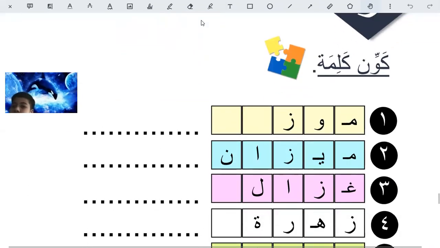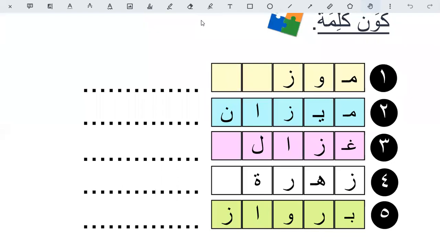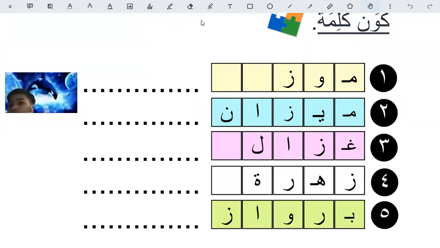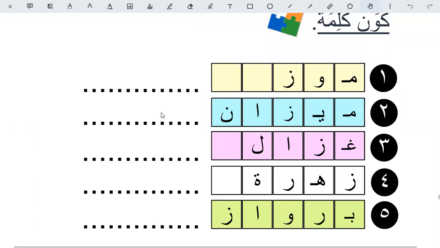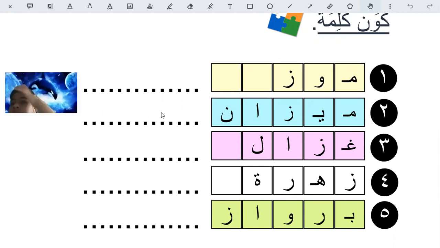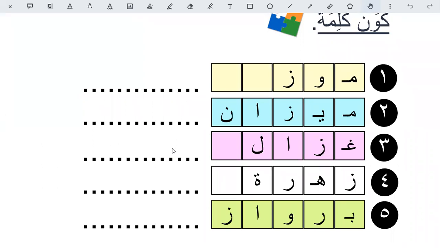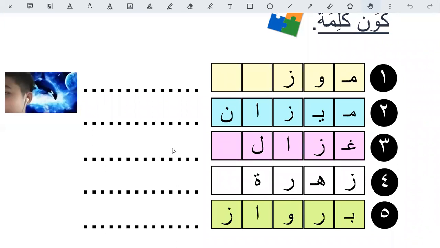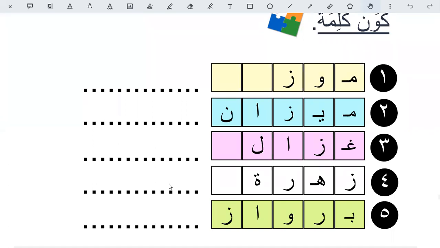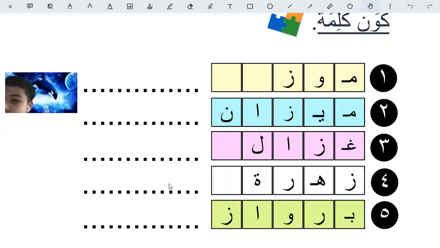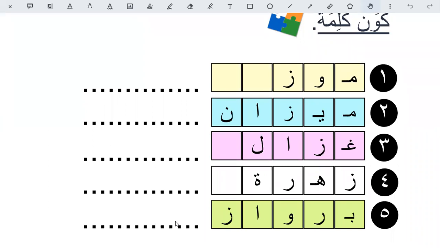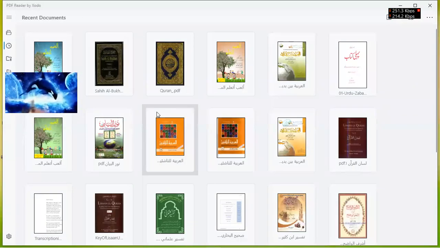Zahara. Kawin kalima. Make the word. Ma is, mouse. Banana. Good. Okay. That one is mizan, balance. Good. Then that one, the gazelle is, yeah, it's gazelle. Then that one, the zahra, flower. Good. Then, that one is bir was. Good. The frame.